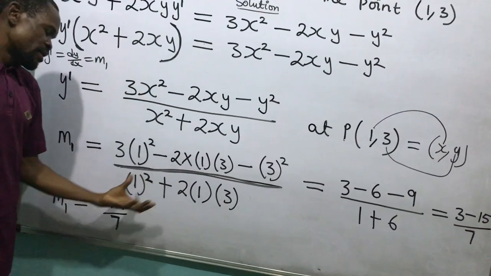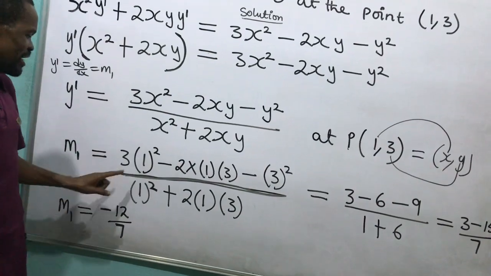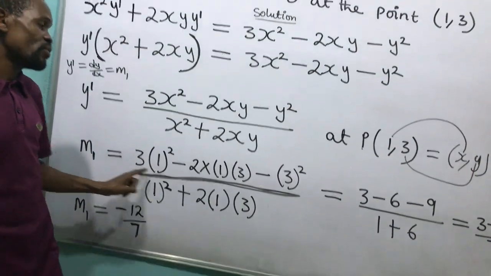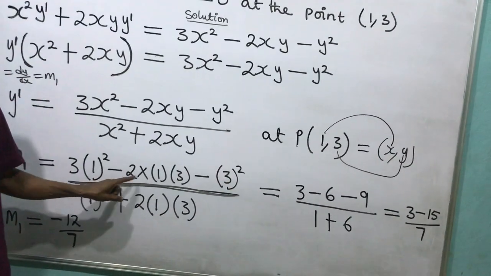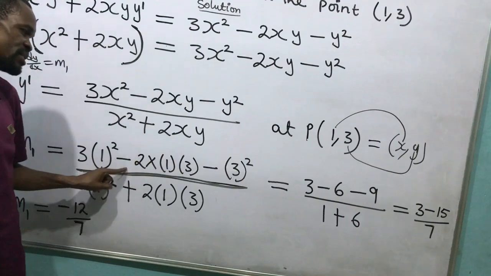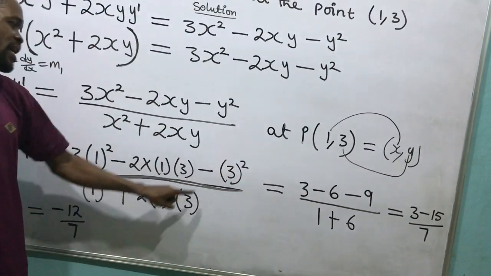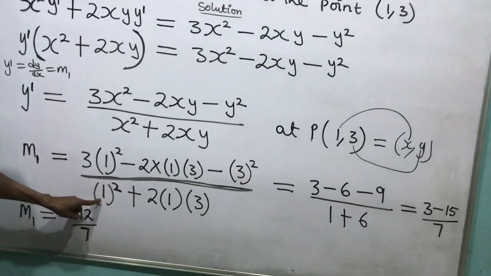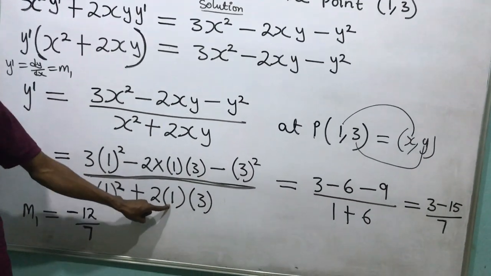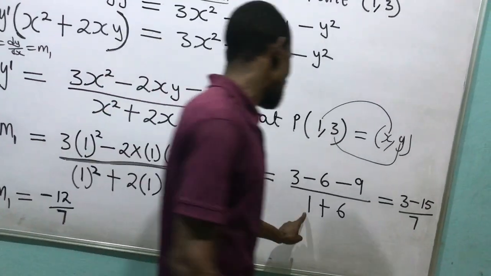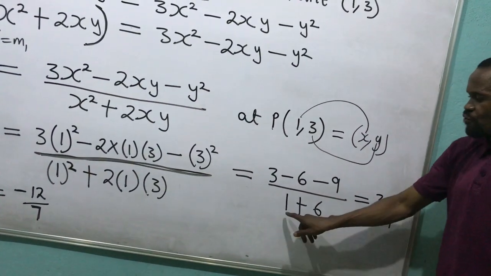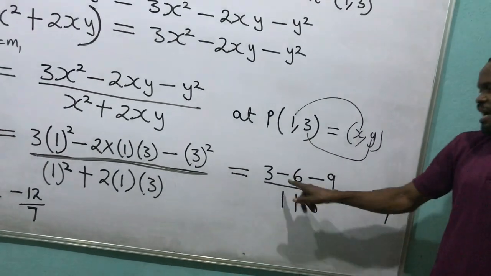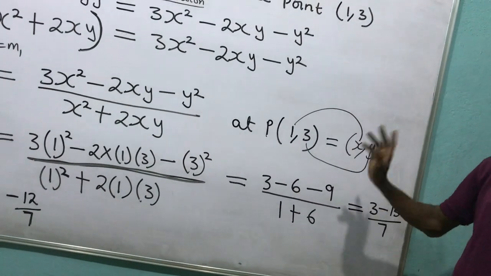Then doing the mathematical part of it, 1 squared will give me 1. 1 times 3 will give me 3. And 2 times 1 will give me 2, times 3 will give me 6. Now I have minus 6 here. Then minus 3 squared will give me 9, so minus 9 here. Then 1 squared will give me 1, plus 2 times 1 times 3 will give me 6. That's why I have 1 plus 6 here. And I have 3 minus 6 minus 9.